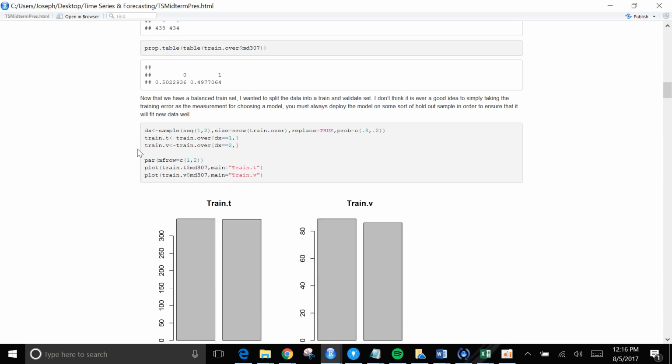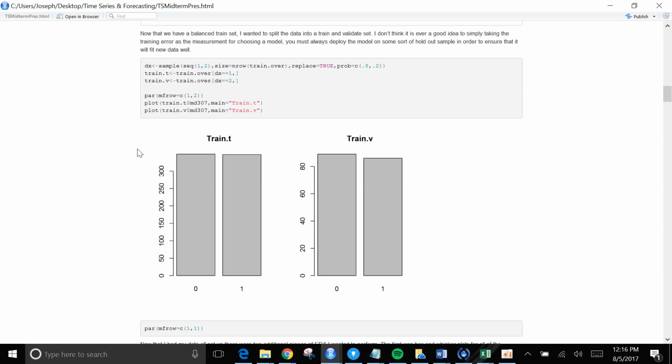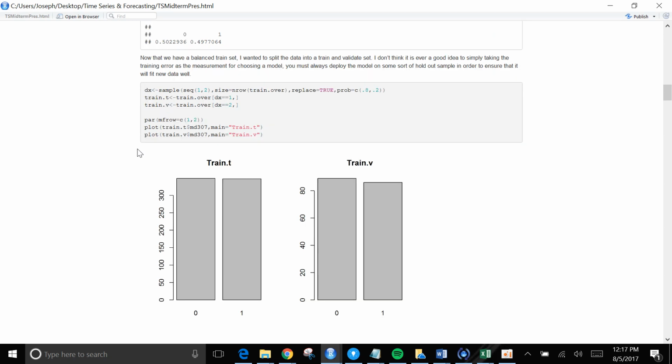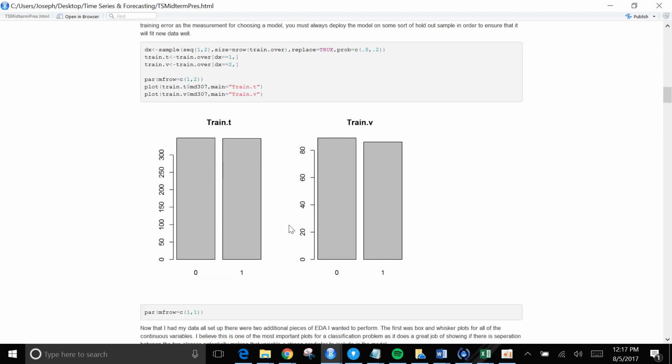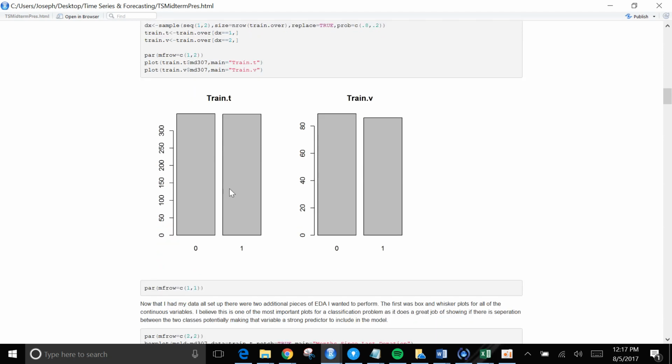I then split this data into a train and a validate set, just because I don't want to deploy the models on the test set without being able to see if it generalizes to outside data. So I took the oversampled train set, split it into a train and a validate set, and then re-graphed it to make sure that both samples still had a close to 50-50 distribution between donated and didn't donate, and they do.